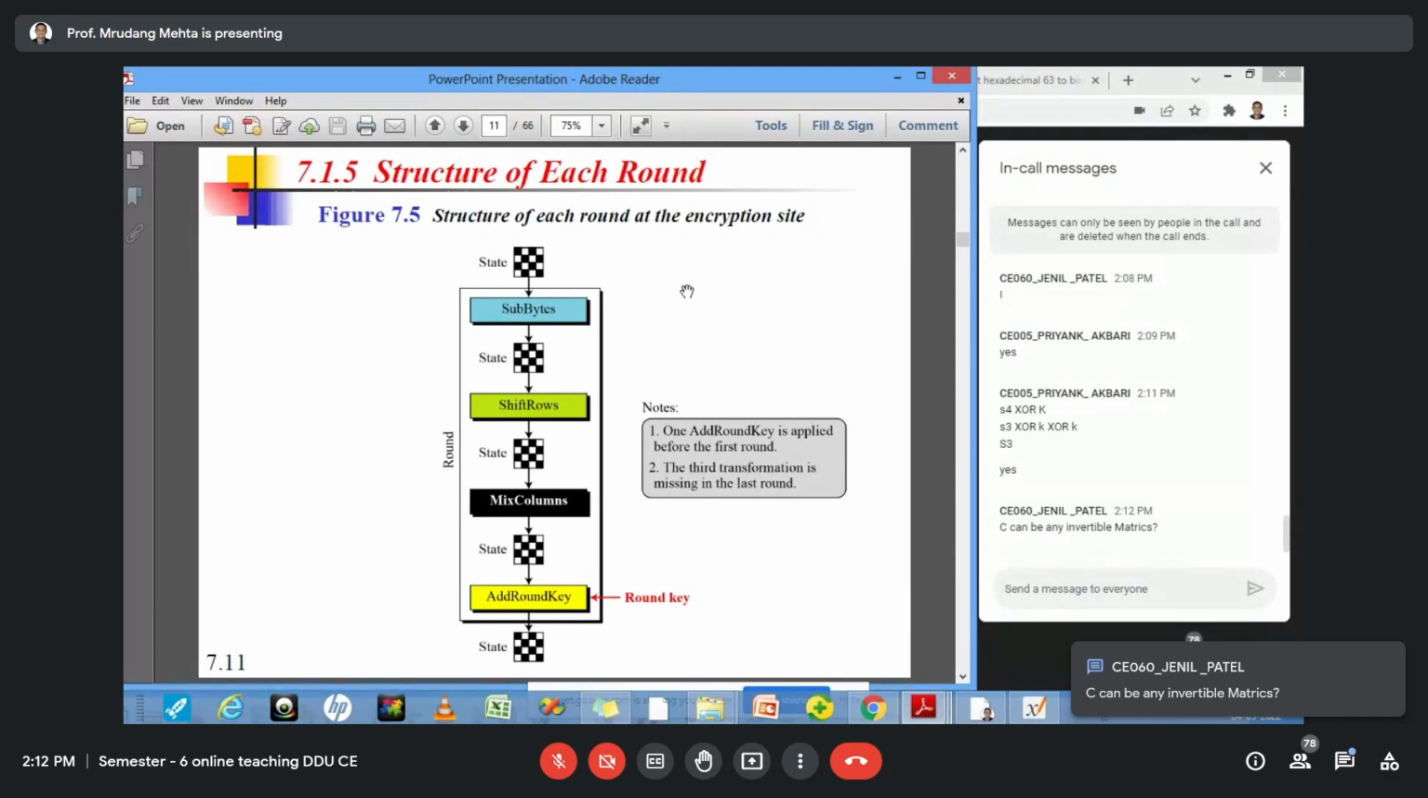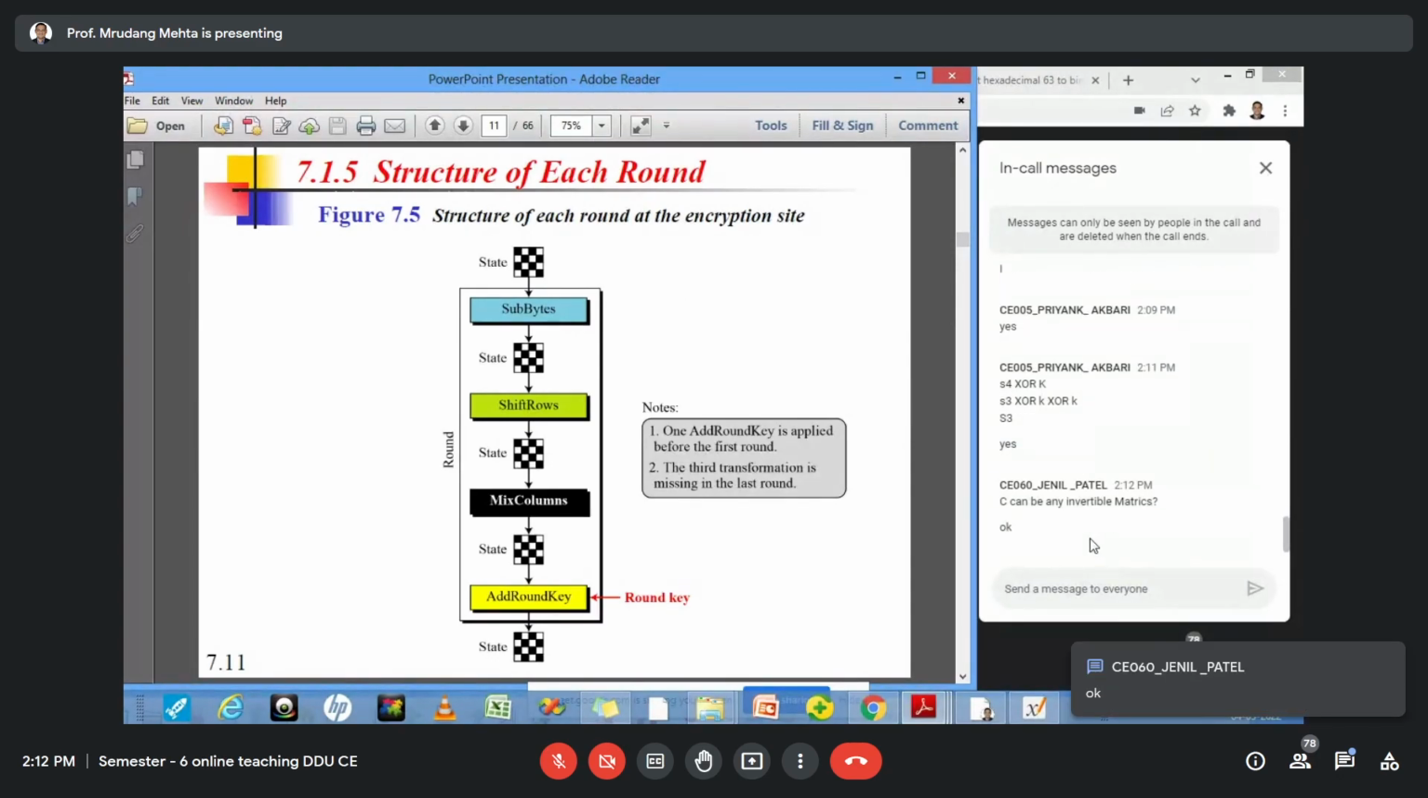C can be any invertible matrix. It is a constant matrix, but it has to be invertible. So in this case, we have taken this matrix, which is invertible.